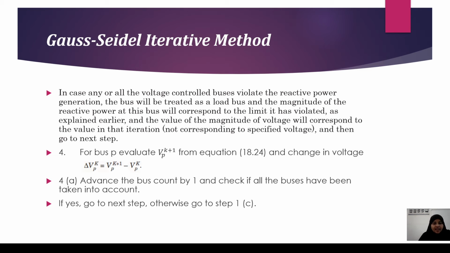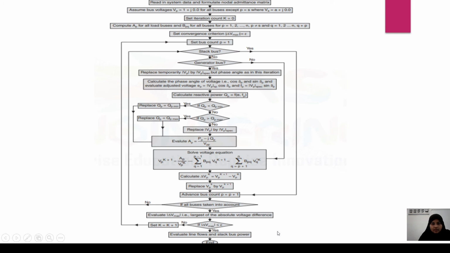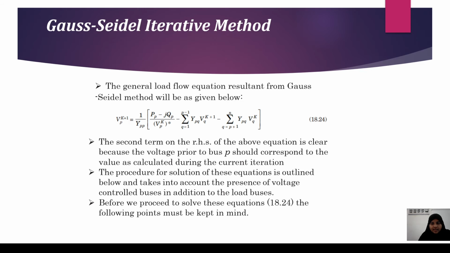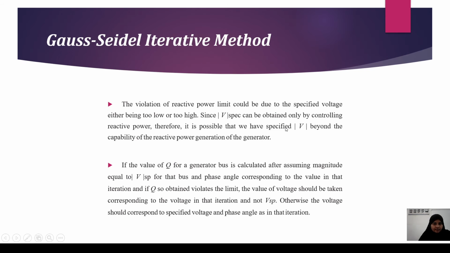So for bus P, evaluate Vp(k+1) and change in voltage delta Vpk is Vp(k+1) minus Vpk. Okay. So from this equation you can calculate Vp(k+1) equals 1 by Ypp times [(Pp minus jQp) by Vpk conjugate minus summation q is equal to 1 to p minus 1 of Ypq Vq(k+1) minus summation q is equal to p plus 1 to n of Ypq Vq(k)]. Okay.